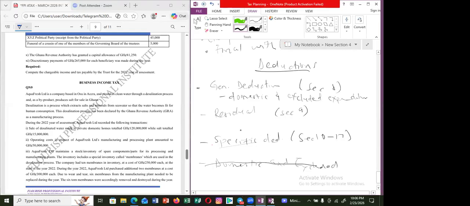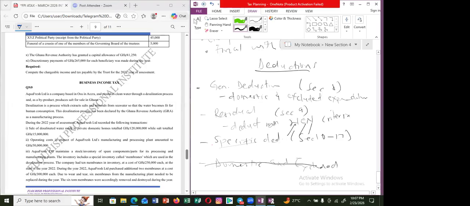Right? And then the residual deduction rule. The residual deduction rule says that you can deduct an expense provided that that expense meets what we call the when criteria. That's what I call it, the when criteria. In other words, the expense should be wholly, exclusively, or necessarily incurred for the purpose of producing business income, right?